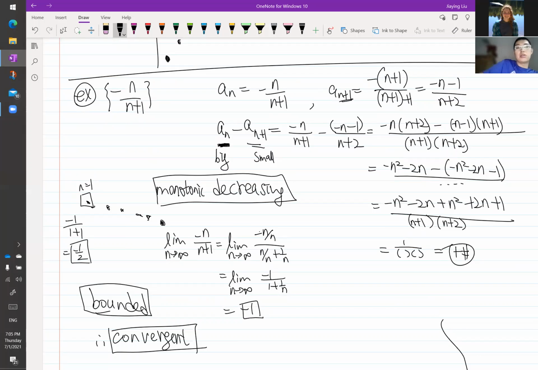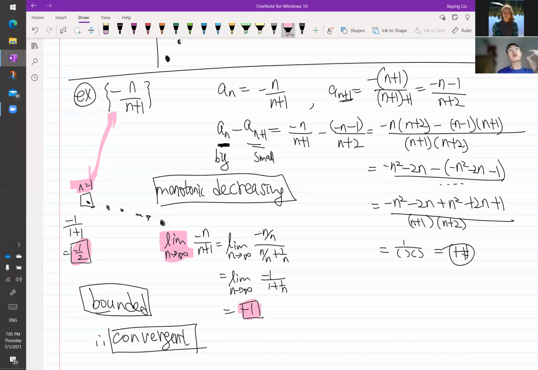So that's what I did. To find the biggest element, I know it's the first one. So I take n equals 1, put it into the formula, and that was negative 1/2, right? And as n goes to infinity, the value decreases until it gets to the smallest. So that's why I take the limit as n goes to infinity to give me the lowest value.